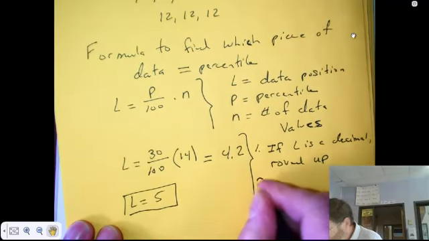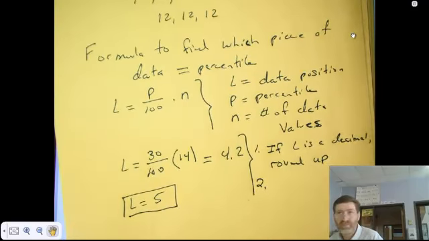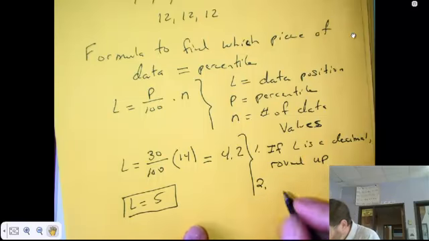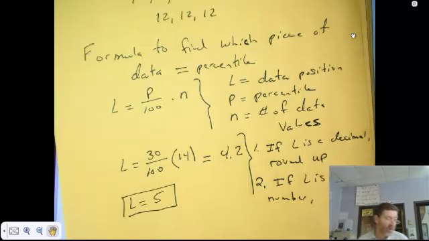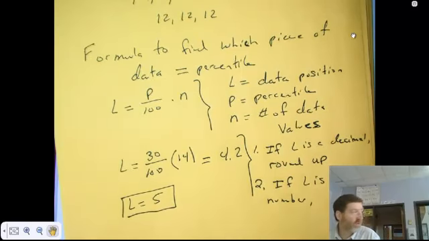Now, the second rule: if L is a whole number, we're looking at what data position. The rule is to always round up to the next one. I'm looking for basically the 30th percentile. If L is a whole number, then you use position L plus 1. So if it was exactly 4, we use number 5.